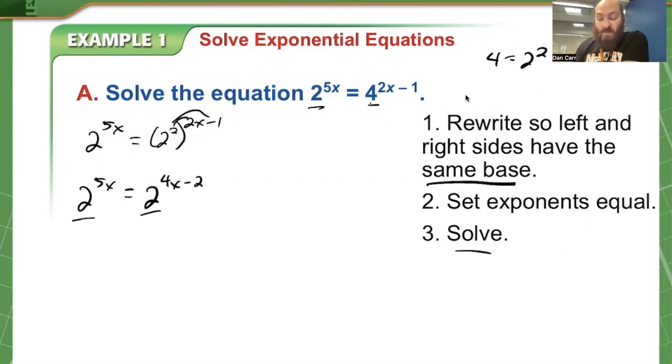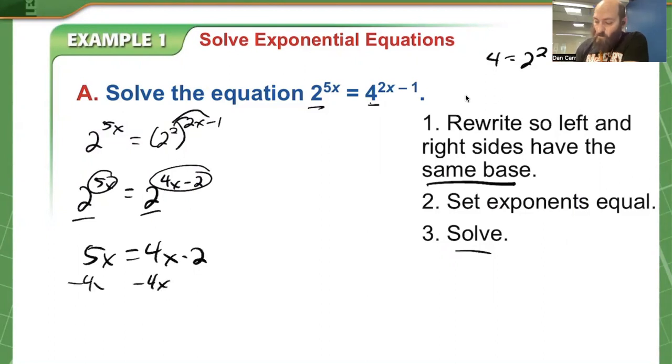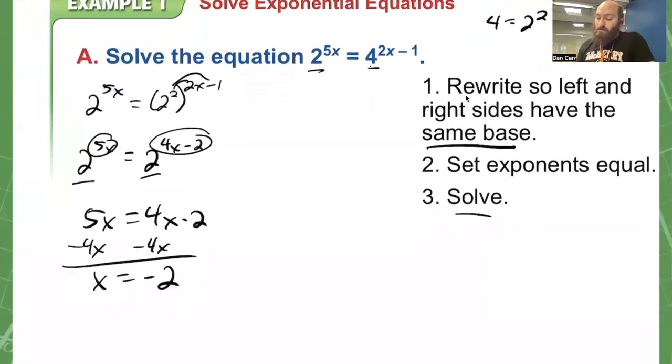With the bases being the same, we know that the exponents also have to match up. So that's why I'm just going to do step 2 now, which is just say 5x equals 4x minus 2. Okay, now it's just a matter of solving that. So if I subtract 4x over, x equals -2, and that's it. It's a good idea to check over that and make sure it does work, but we're going to move on to some other problems.